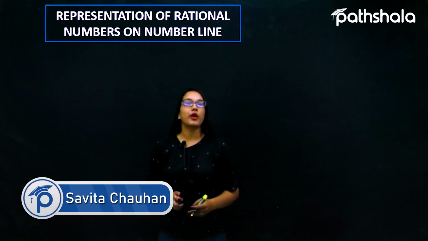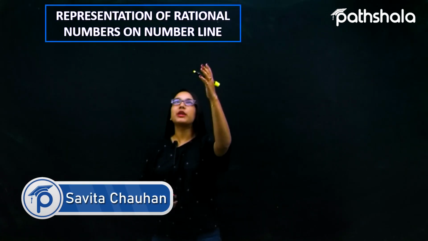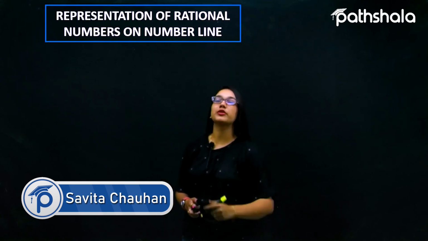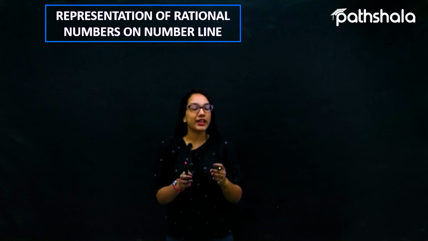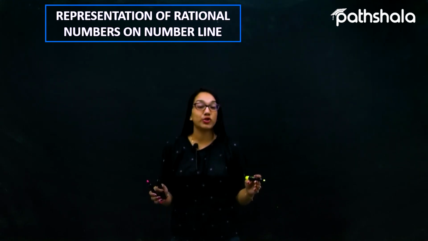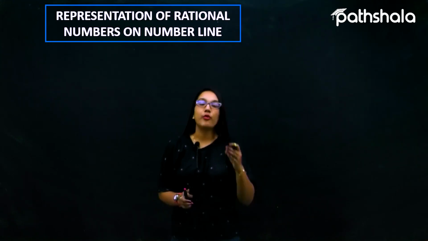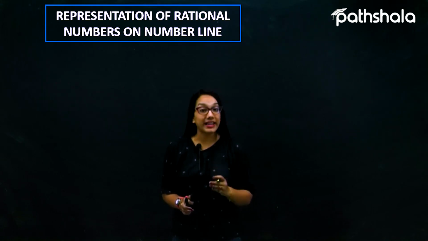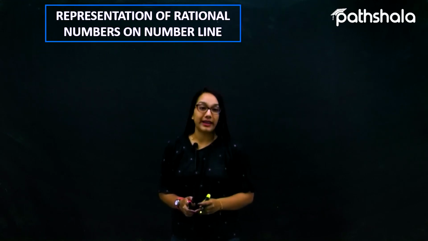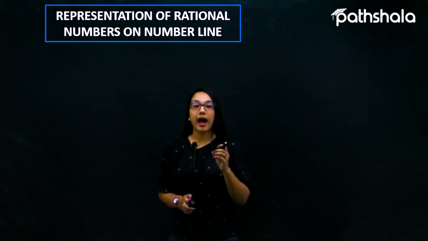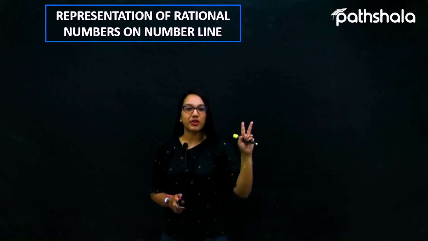So let's move on to the next topic of rational numbers, which is the representation of rational numbers on the number line. Now we will talk about the representation of rational numbers of the form P by Q, where P and Q are integers such that Q cannot be 0, on the number line. But before starting it, we have to discuss two concepts related to it.